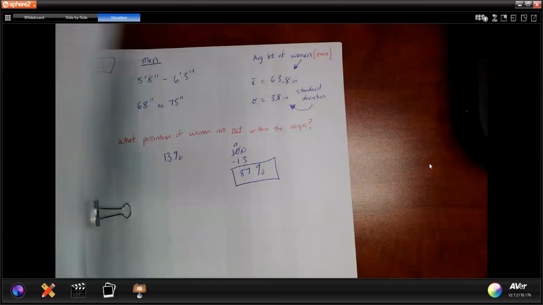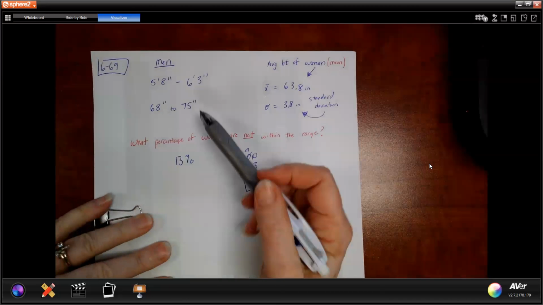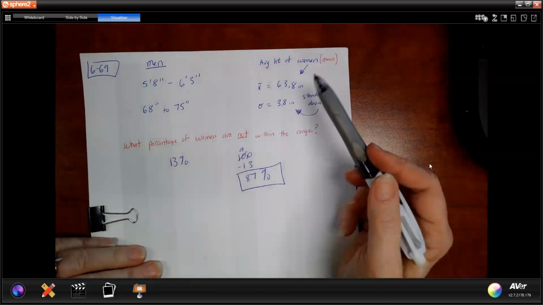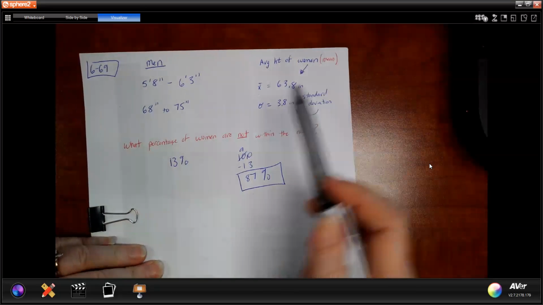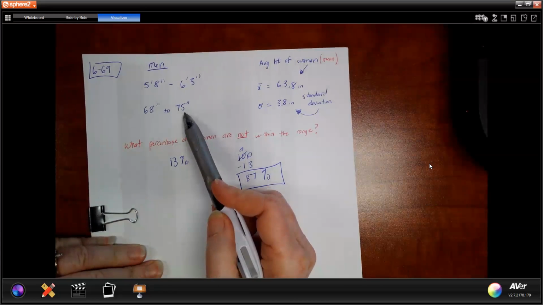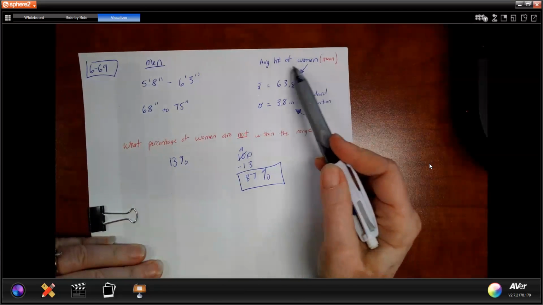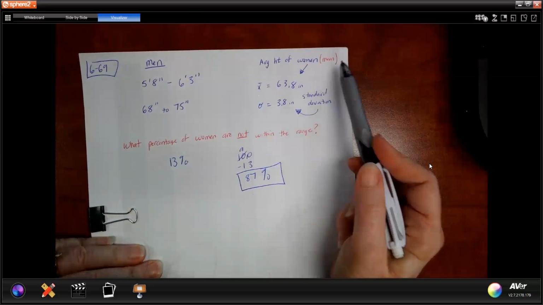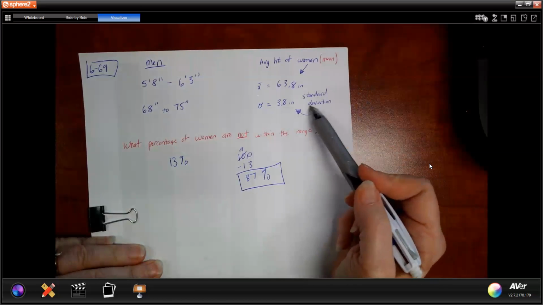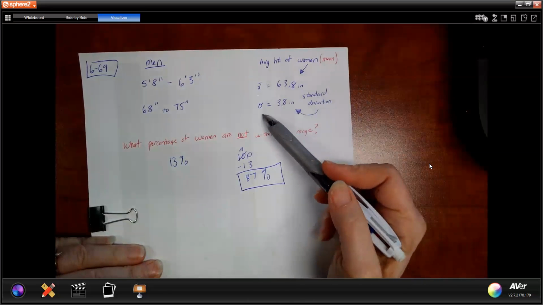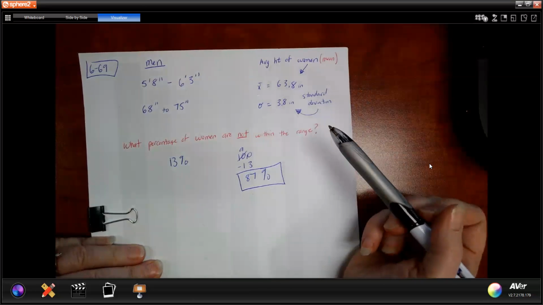So what I did is I just took my numbers. It said men were between 5'8" and 6'3". And since they gave me the women's heights in inches, I converted these to inches. And when it said the average height of women, I knew they're talking about the mean. Especially since they used the words standard deviation, that made me know those are the clues that I'm going to have a normal distribution.